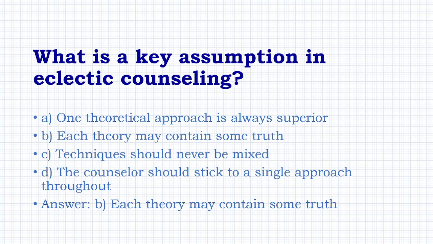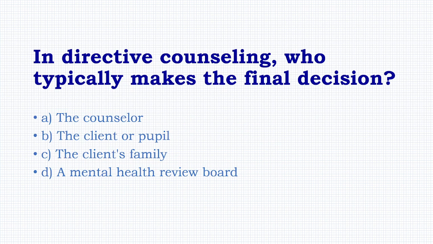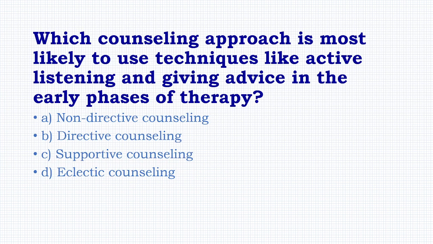Answer of this question is option B, that is each theory may contain some truth. In directive counseling, who typically makes the final decision? Option: the counselor, the client or pupil, the client's family, a mental health review board. Answer of this question is option B, that is the client or pupil.